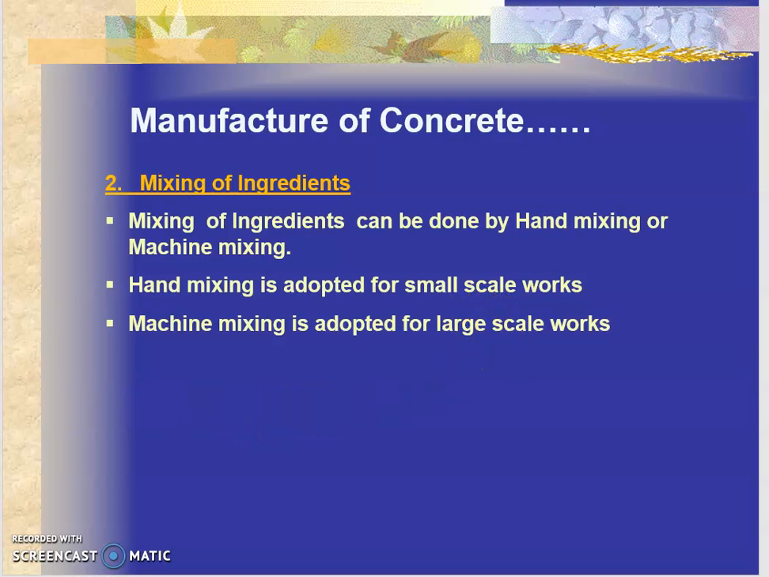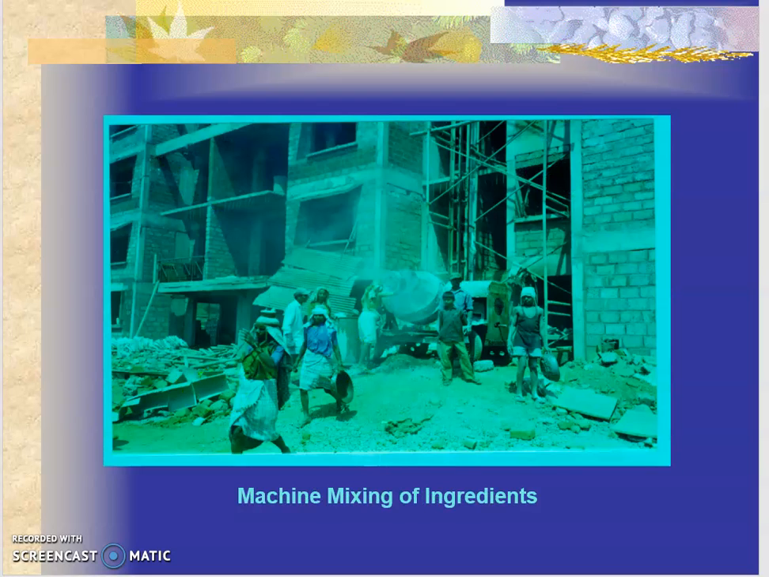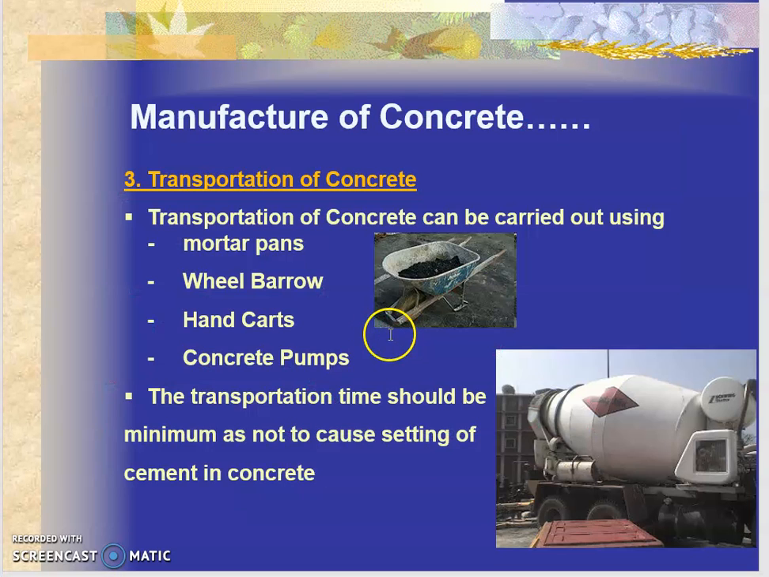Now what you can see here is hand mixing going on this side. This is using a mixer. Now you people must have seen those huge RMC mixers. These are what are being presently used for major scale works. Right. The third step is transportation of concrete.